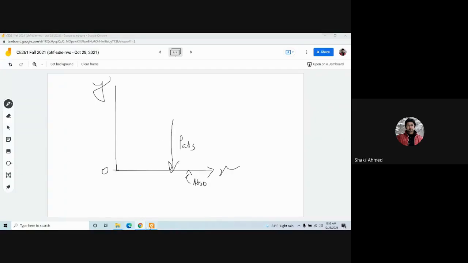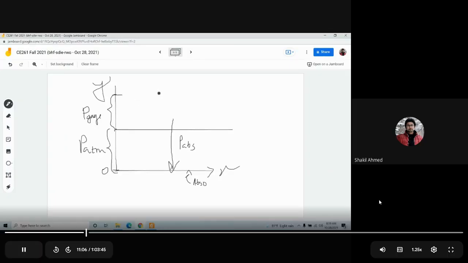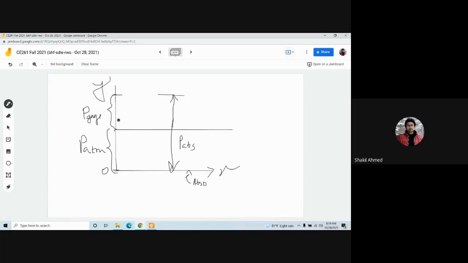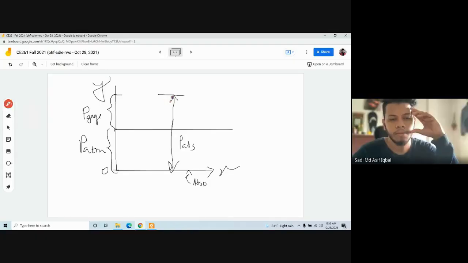But when we are dealing with gauge pressure, let's say atmospheric pressure is here. This is P atmosphere, and this is P gauge. So P absolute will be P gauge plus P atmosphere, right? Yes, sir.